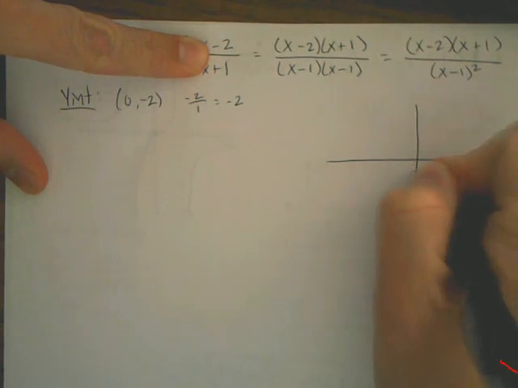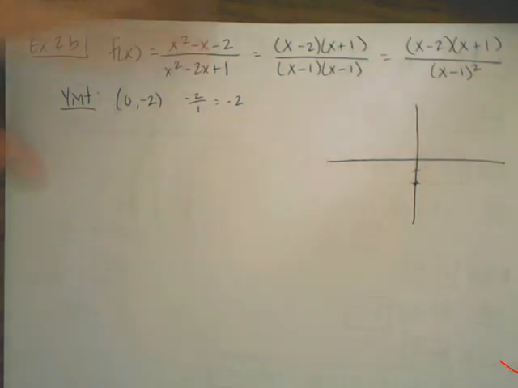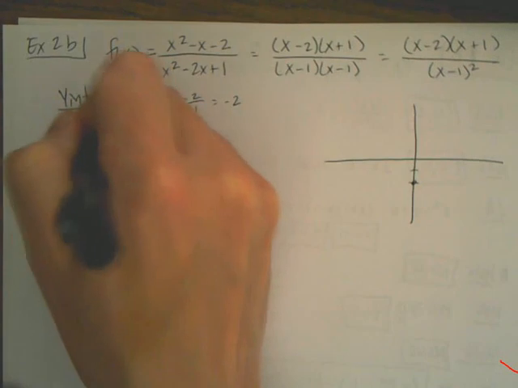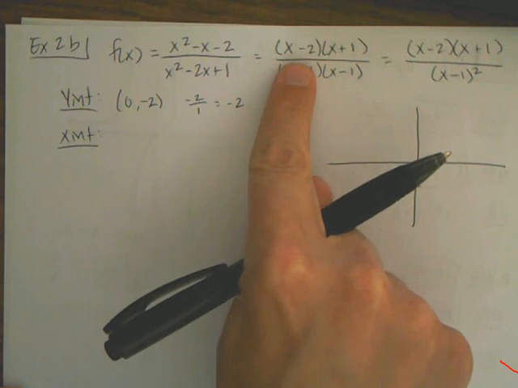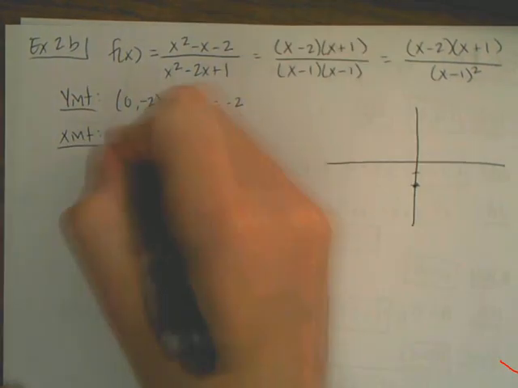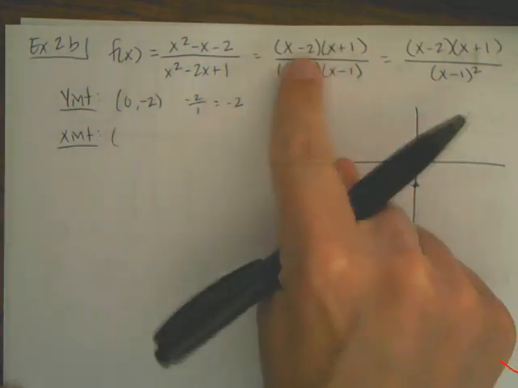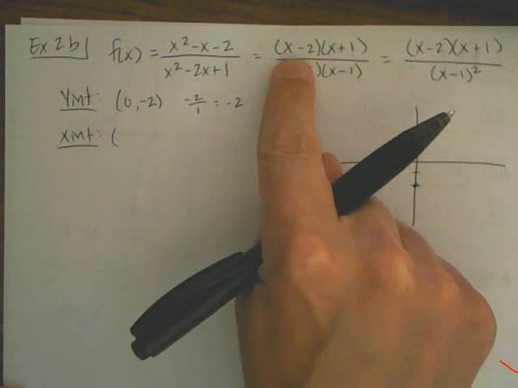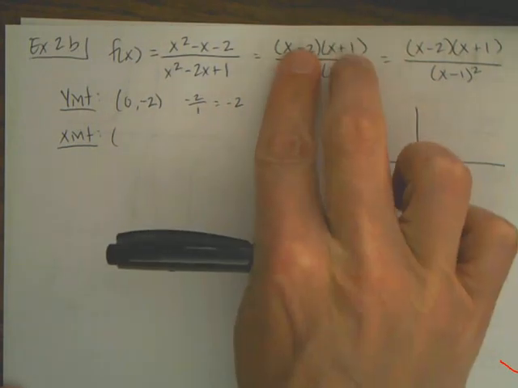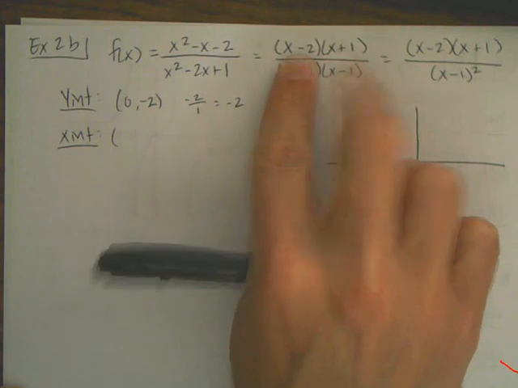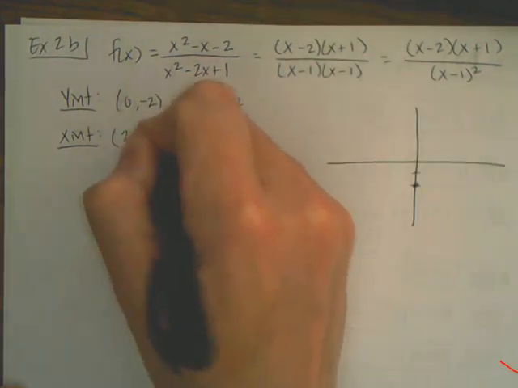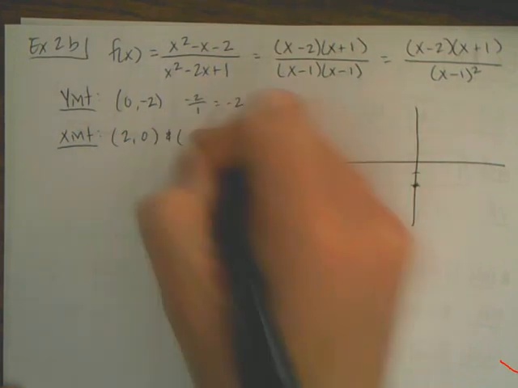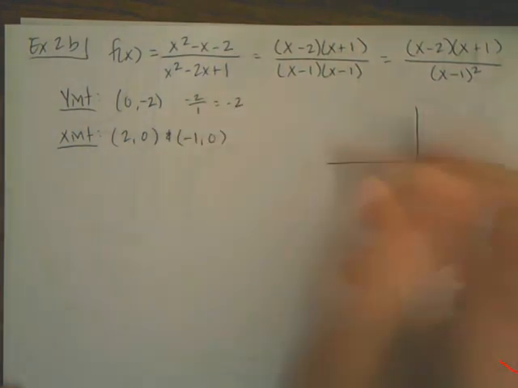There's our y-intercept of negative 2. X-intercept, we're going to set the top equal to 0. So if I set this top equal to 0 right here, I'm going to end up with two x-intercepts. Positive 2 for this one, and negative 1 for that one. So 2, 0, and negative 1, 0. Again, my factored form came in really handy there.